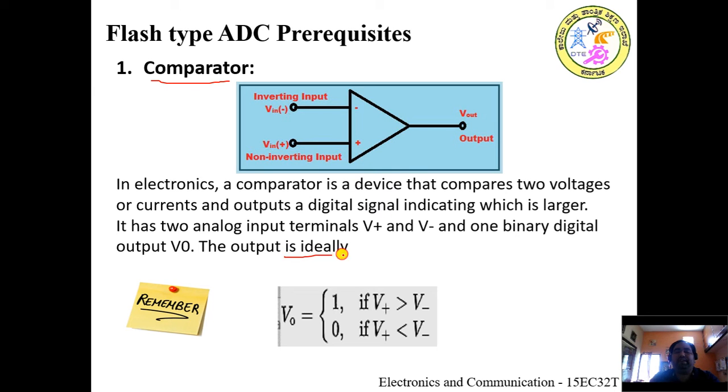So the output is ideally it may be a logic 1 or it may be a logic 0. Whenever the inverting input is less than the non-inverting input, then it gives a logic 1 as output. Similarly, if the inverting input is greater than the non-inverting input, it gives a result 0. So here it is written: V naught will be 1 whenever V plus, meaning the voltage at the non-inverting input, is greater than V minus, that is the voltage at the inverting input. Otherwise, it gives a result 0.